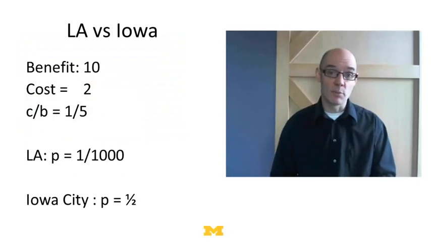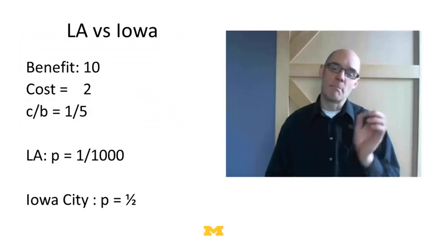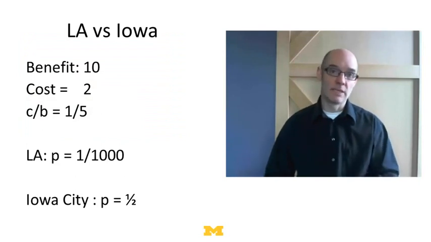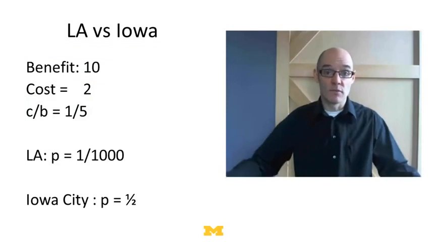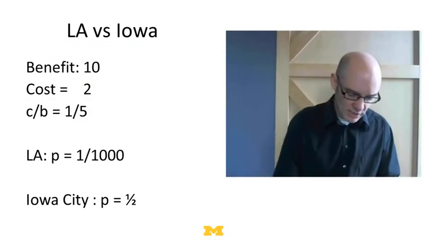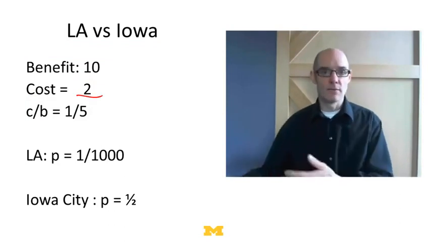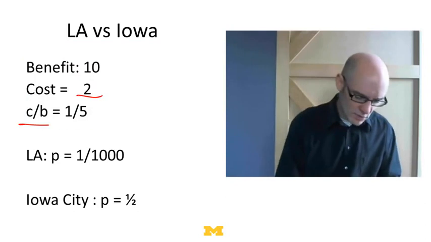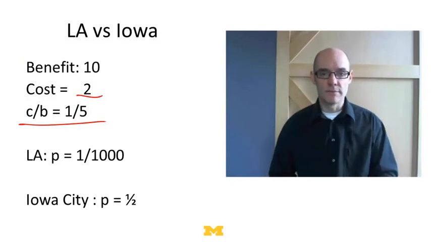It's just direct reciprocity. So let's suppose that the benefit to me of getting to jump in front of her was 10, because she had this cart full of food. Let's suppose the cost to her is only 2, because I only had a few items. So this ratio of cost to benefits is 1 over 5.